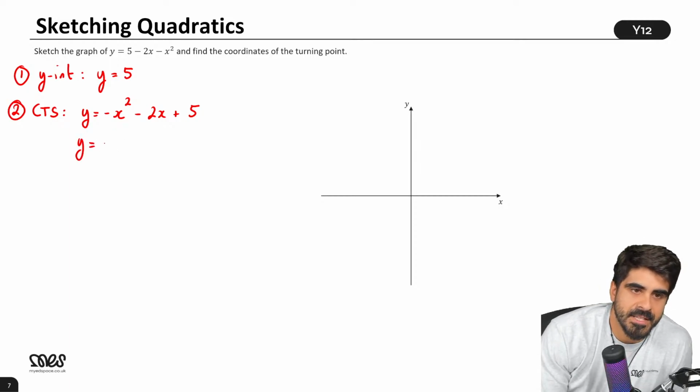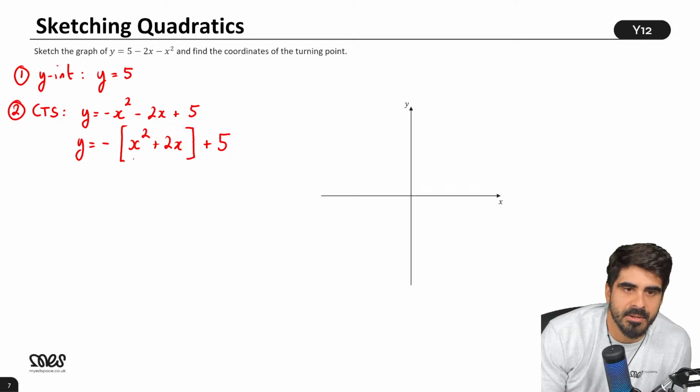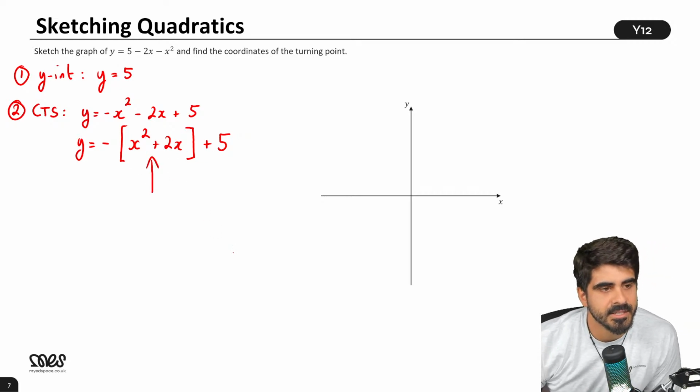So we have y is negative. Use a squared bracket like I showed you last lesson. And then the plus 5. Now, all I need you guys to do is complete the square on this. Just that. And we'll expand it ourselves.